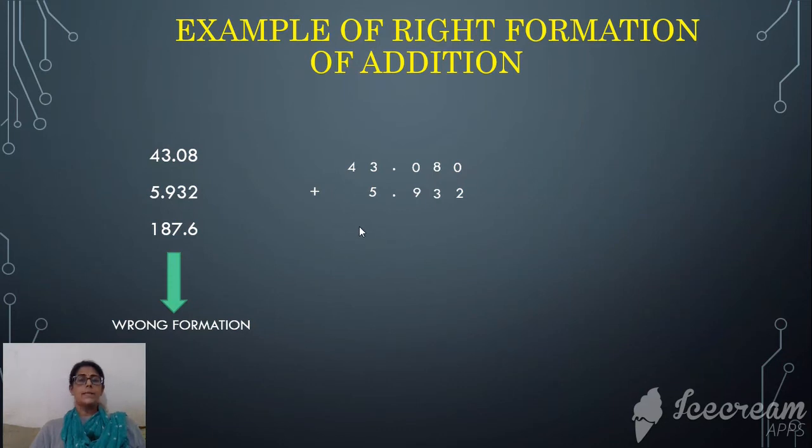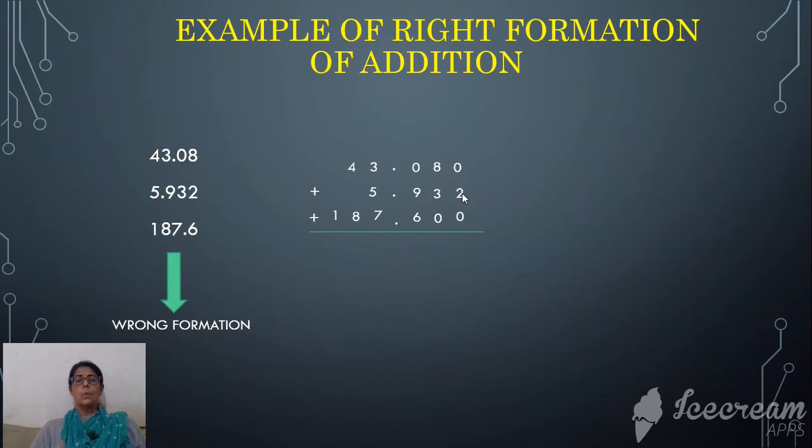Now 187. So here the hundreds place is not there in the others. So hundreds place, then 8, then 7 in the ones place. Decimal dot below the decimal dot. And 6 in the tenths place. Hundredths and thousandths places are not given, so we will place extra zeros. Now we will add these numbers.